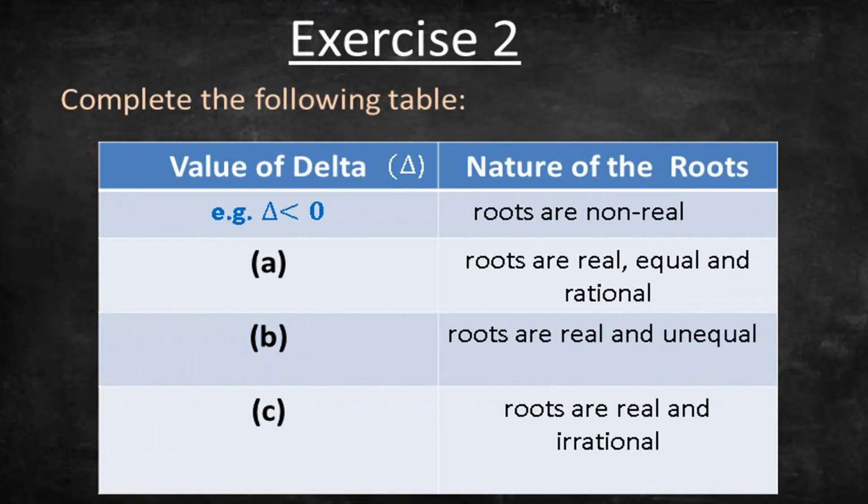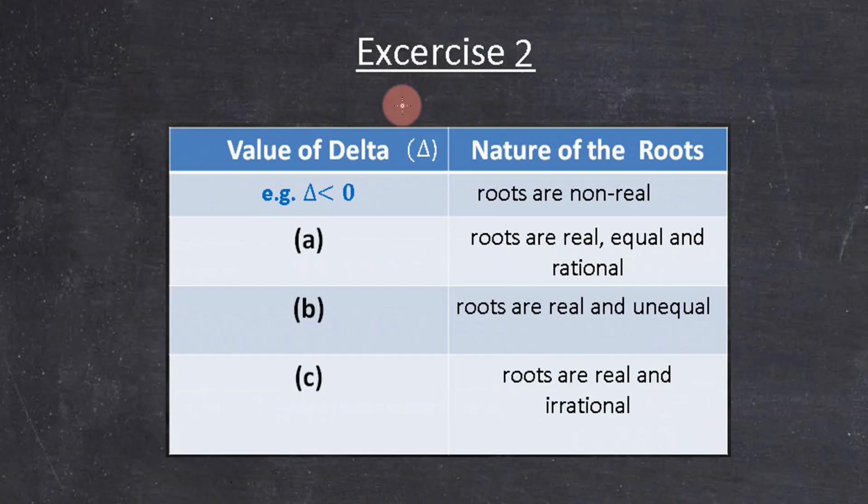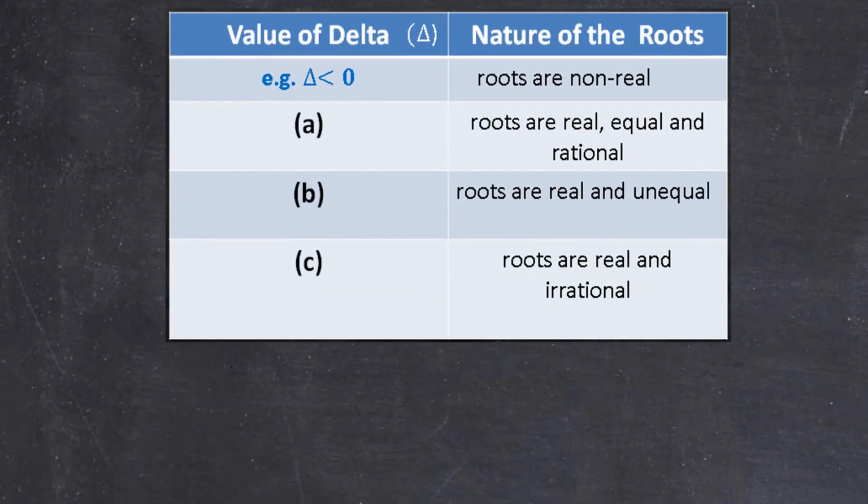Please try this exercise before you look at the answers. So let's look at your answers to exercise 2. Here we are given the nature of the roots and we have to state the value of delta. So in A, we are told that the roots are real, equal, and rational. The roots being real tells us that delta must either be greater than or equal to 0. However, the roots are also equal and rational, so that tells us that delta must be equal to 0.